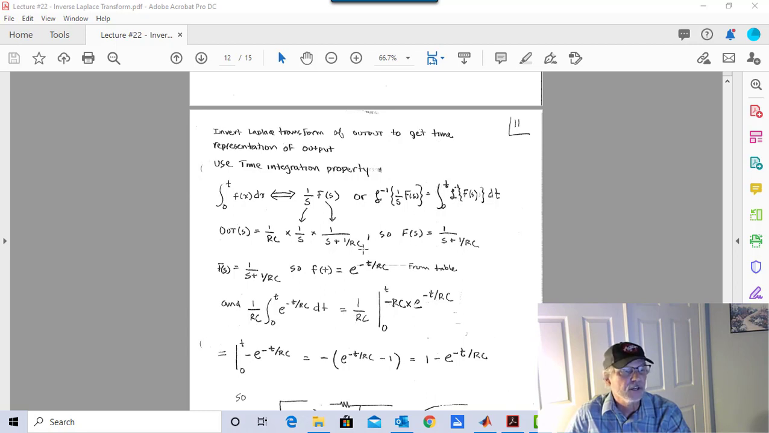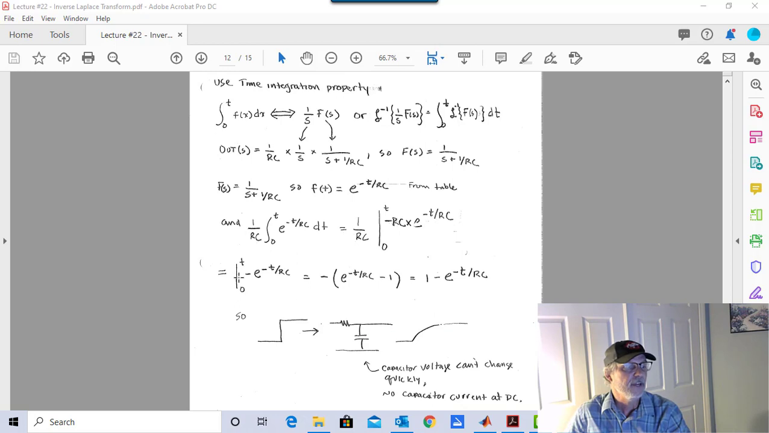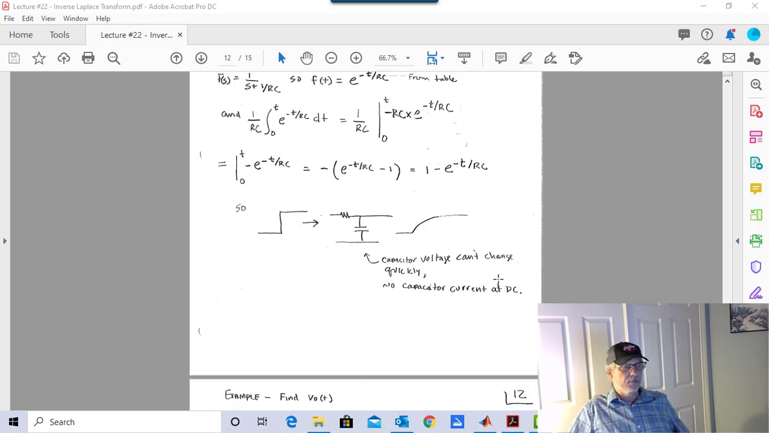So this integral sign is that integral sign. And this is an easy integral to do. Even I can do this. So it's going to be 1 over RC times minus RC times e to the minus t over RC. The RCs cancel, and I get minus e to the minus t over RC minus 1. Let's straighten those negative signs out. I get 1 minus e to the minus t over RC.